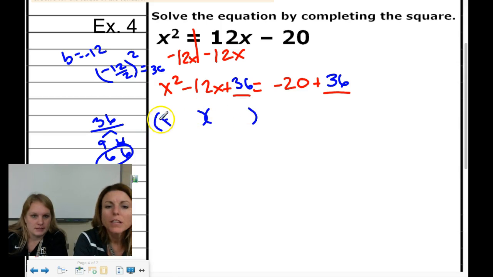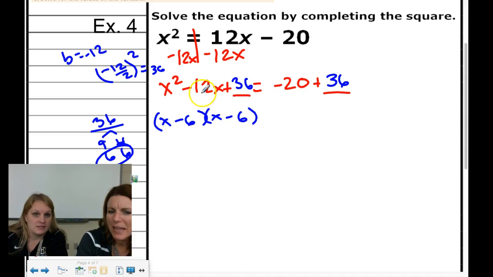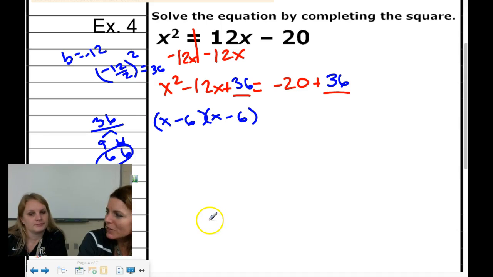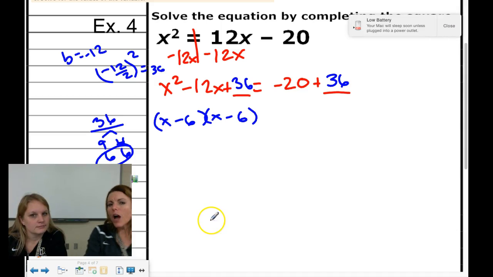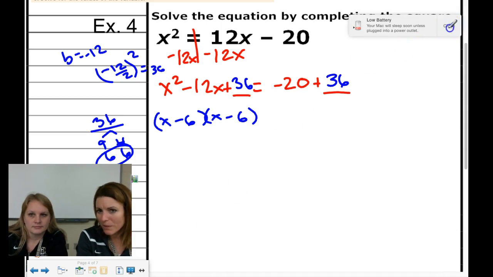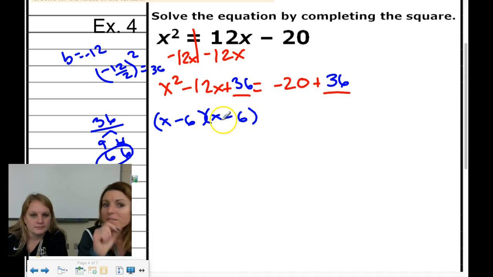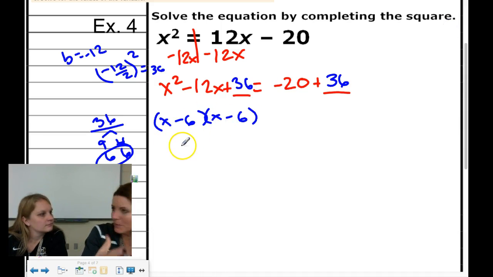So it's going to be x minus 6 and x minus 6. And I promise you, when you're completing the square, this step should be the easiest step of the problem, because your binomial, x minus 6, x minus 6, is always going to be the same. It's always going to be x minus something. I want to just make you aware of that.